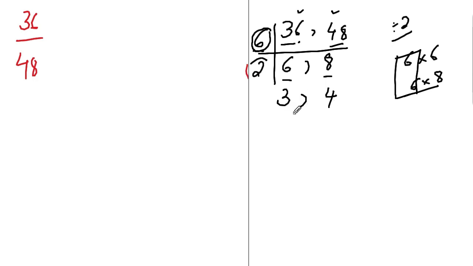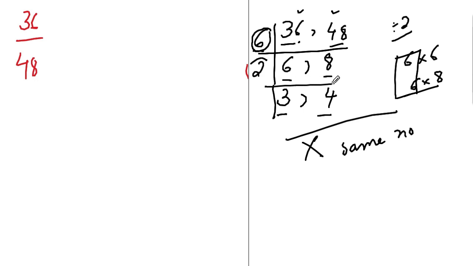So if you now look carefully, 3 is a prime number, and 3 and 4 cannot be divided by any same number. Okay, so now what we should do, we should leave it here. Yes, that's all. So you need to leave it here, and your HCF is right here, and that is HCF equals 6 times 2. What you need to do, you need to only multiply the common factors. So 6 times 2 is going to give you 12.